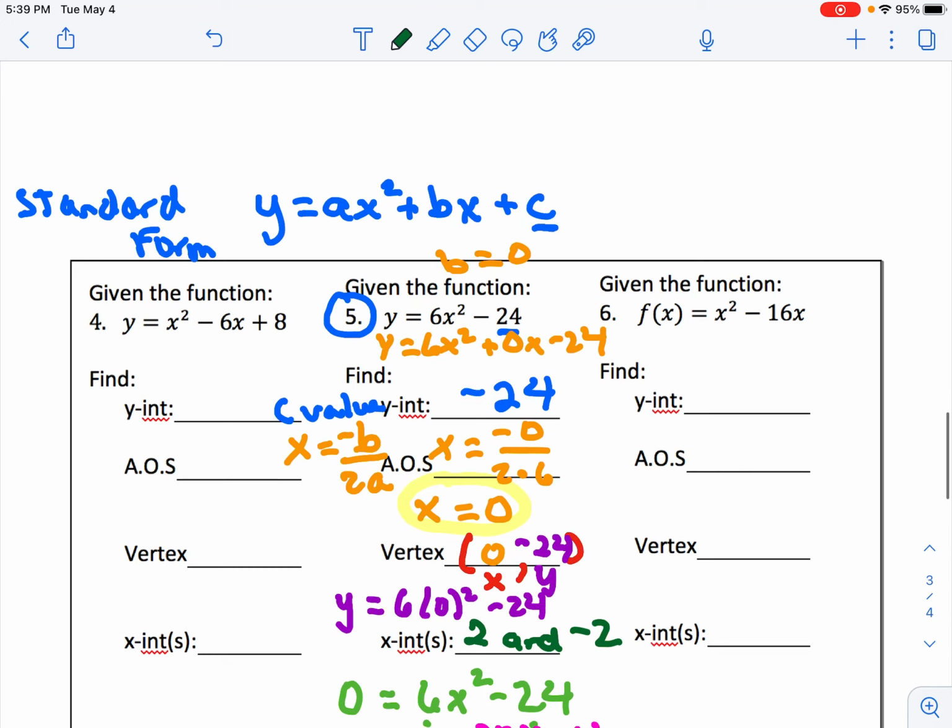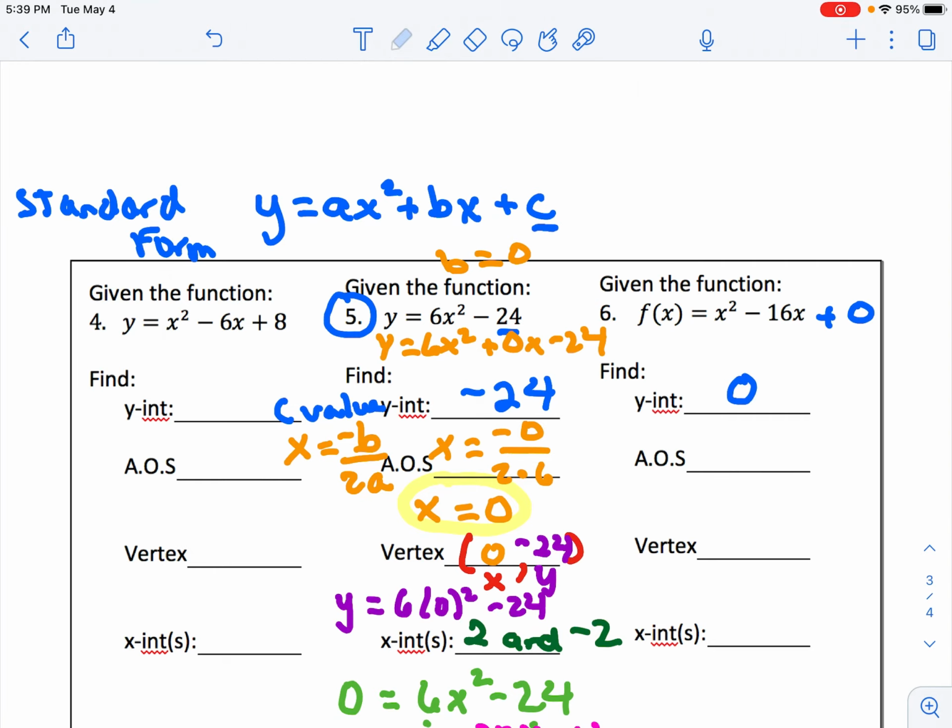Okay, on this other example, number 6, what letter am I missing, A, B, or C? Well, this time I'm not missing A because it's a 1. I'm not missing B because it's negative 16. But what I am missing is my C value, because my C value would really be just plus 0. So my y-intercept is 0.